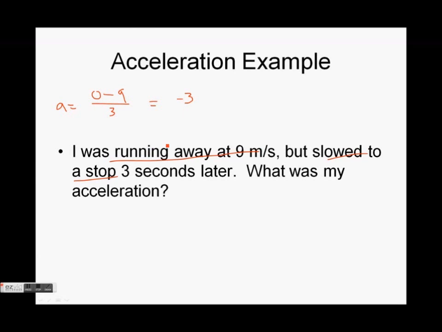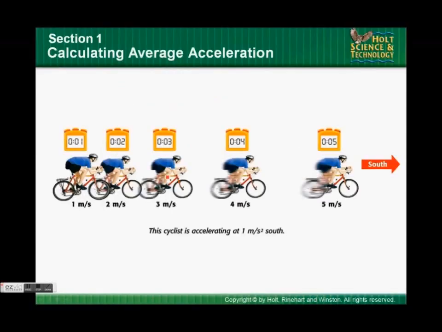Can I have a negative? Well, yes, I better have a negative because I slowed down. I decelerated, so I have a negative acceleration. My unit label, the velocity was in meters per second. The time was in seconds, so I have meters per second squared. Am I done? No, I have to have a direction, and it looks like my direction will be, how about away? Okay, good enough for direction. I know I have to have one, and there's my direction. So I was getting slower by 3 meters per second every second as I ran away.